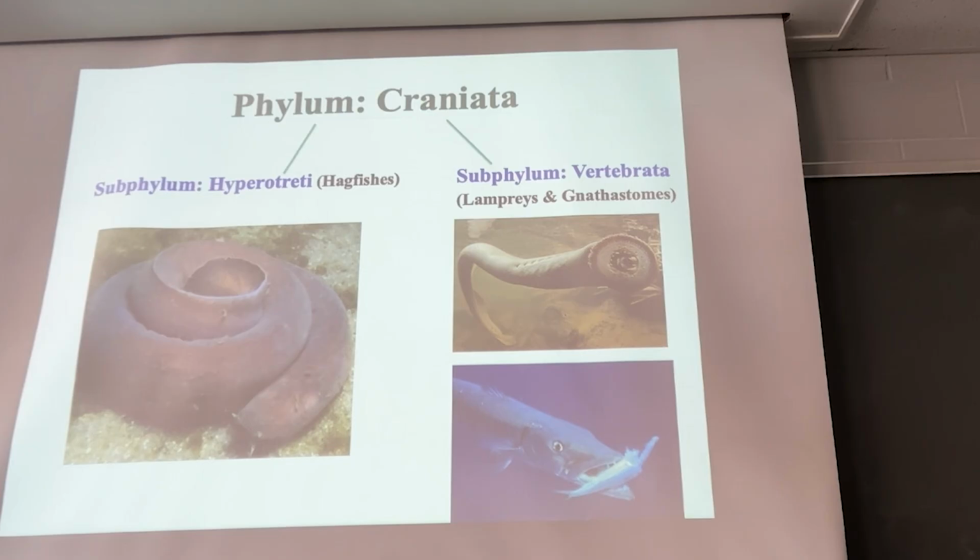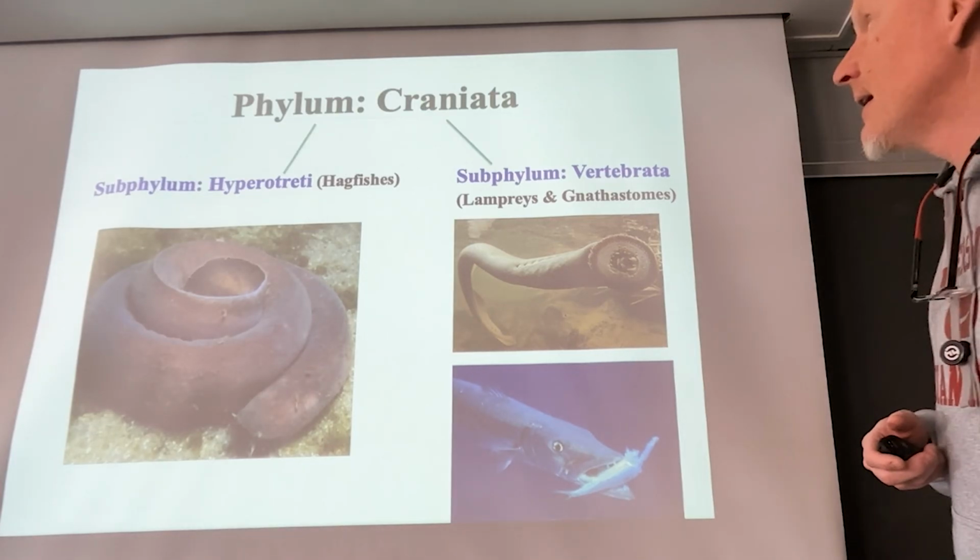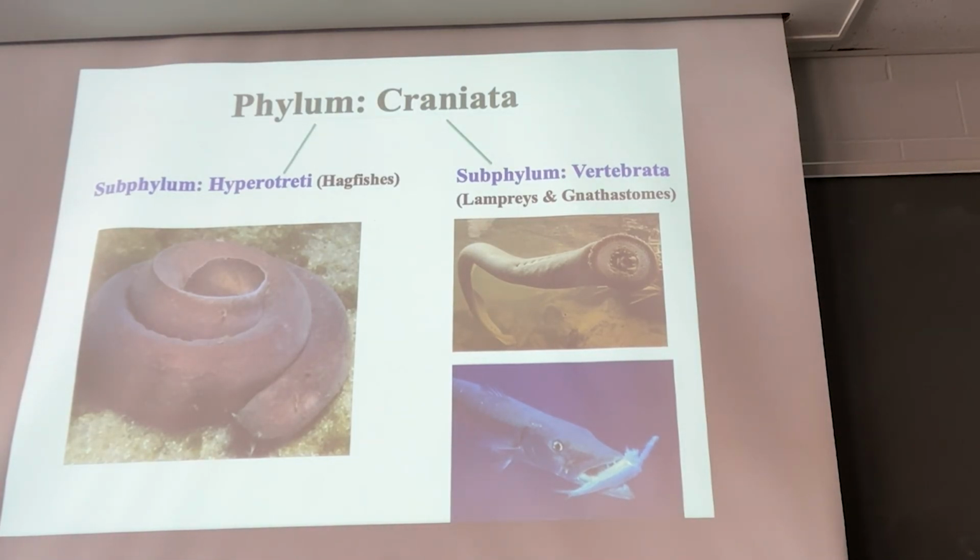All right, so let's talk about this phylum Craniata. Phylum Craniata has two subphyla within it: subphylum Vertebrata and subphylum Hyperotreti. Hyperotreti are hagfish. In this name, hyper means on top of, and treti means one piece. It refers to the one nostril that sits way on top of the head. That's where the name comes from, if you want the Greek translation.